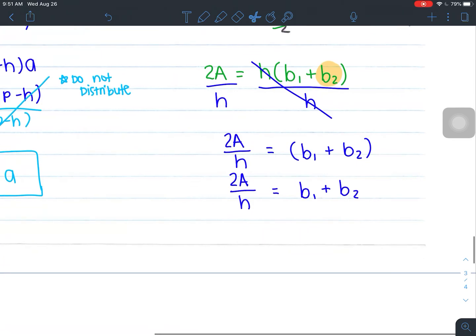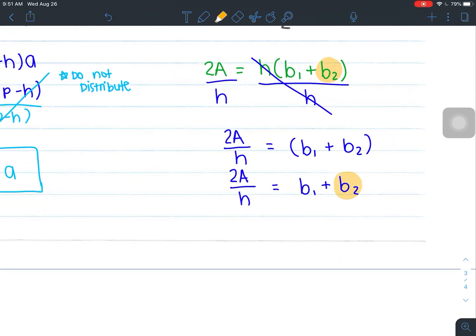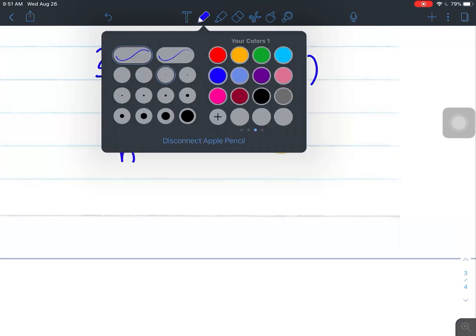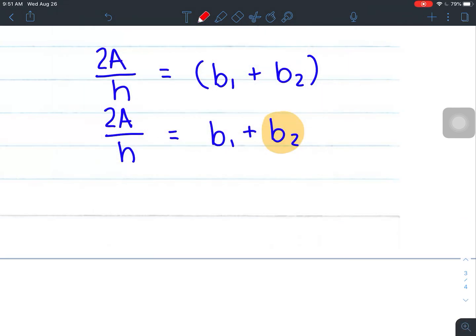All right, now again, what's the goal? We're trying to get b2 by itself. Well, what's the only thing holding back b2 at this point? The b1. And how to get rid of b1? I would subtract it to the other side. So I'd get rid of that.